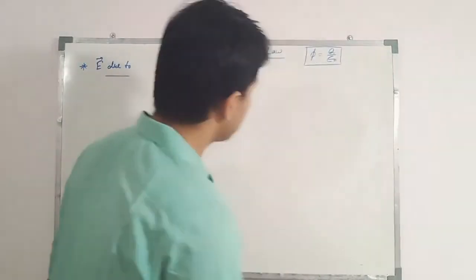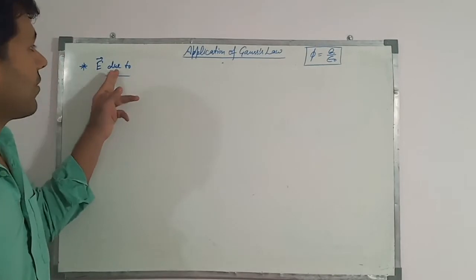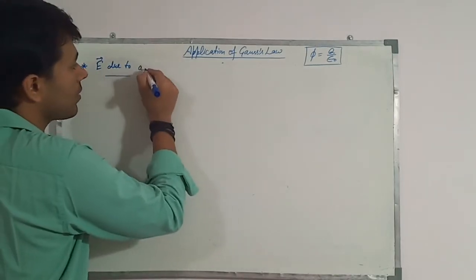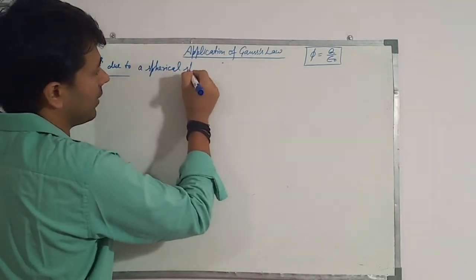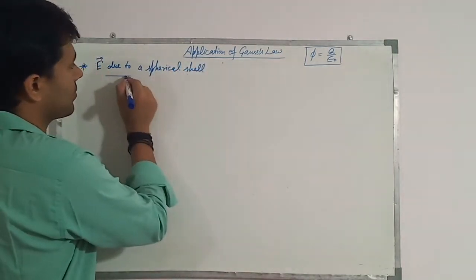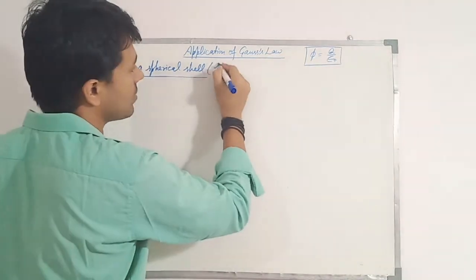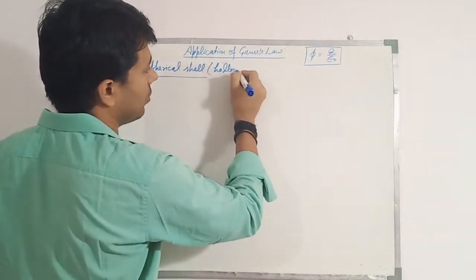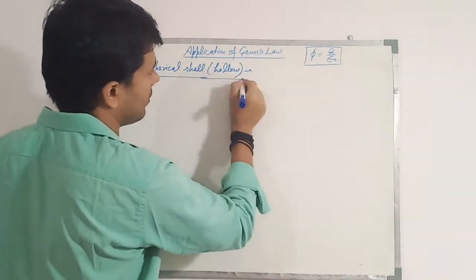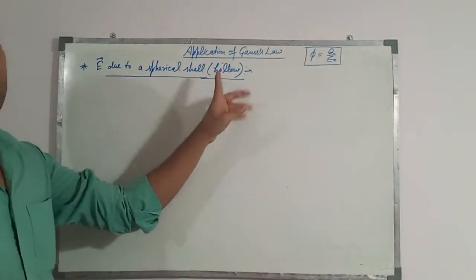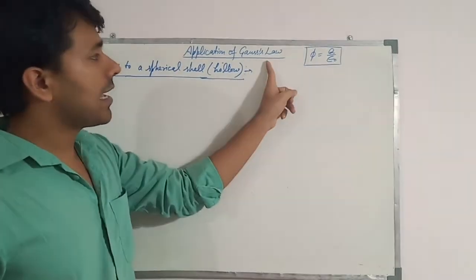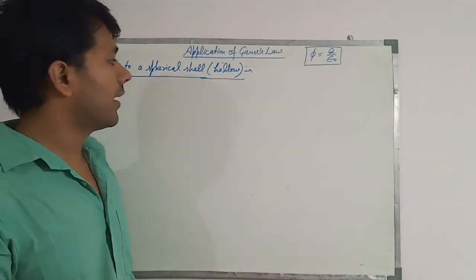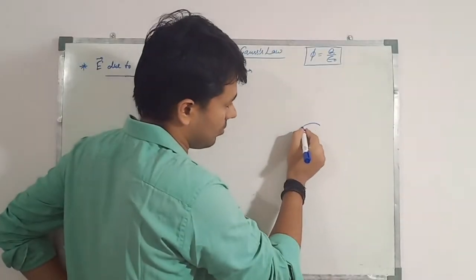Now the second one is what? Second application: electric field due to a spherical shell. Spherical shell, or a hollow shell, right? A hollow spherical shell. So what do we have to find out? The electric field, with the help of what? Gauss law, right? So let us take a hollow sphere.